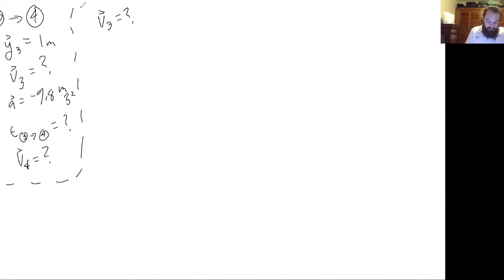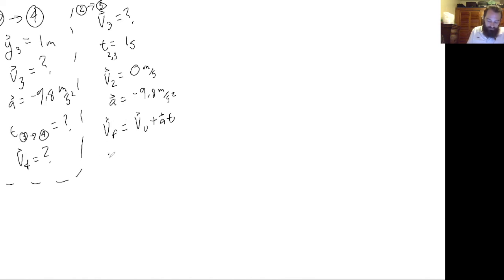To do that, we're going to go back to when we were going from point 2 to point 3. The time we calculated to go from 2 to 3 was 1 second. The velocity at point 2 was 0 meters per second, and the acceleration is the constant 9.8 meters per second squared. So we can use this kinematic equation to solve for the final velocity, which would be v3.